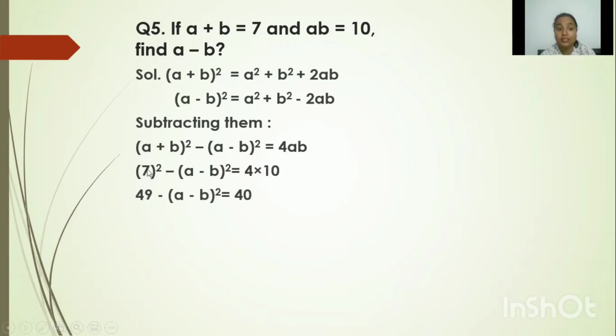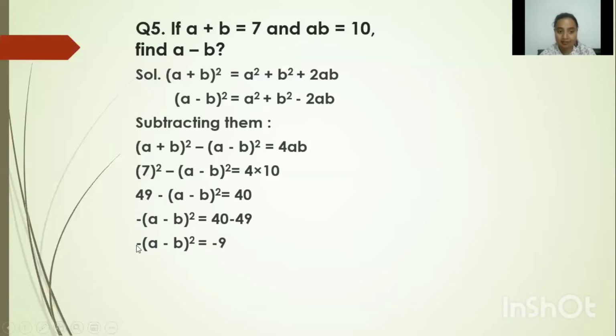Remember, we are not doing 7 twos are 14, okay? It is 7 sevens are 49 minus (a minus b) square equals 40. See the next line. Always be careful to change the operation. It was plus 49 and it will go here, it will become minus 49. Remember this. And what you will get, 40 minus 49 will give you minus 9.